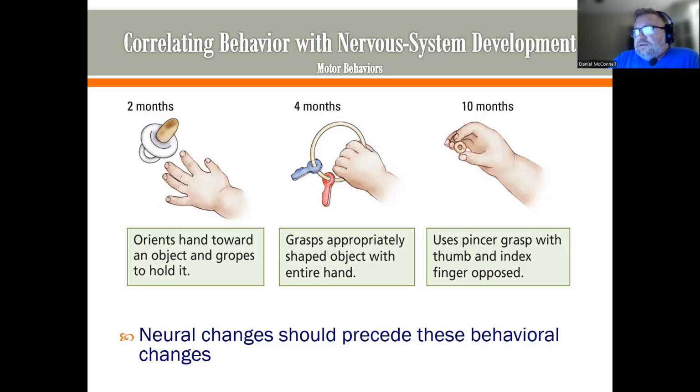But a couple months later, they get better at grasping objects. And what we're suggesting here with this box is that they can sort of shape their grip to match the shape of an object.